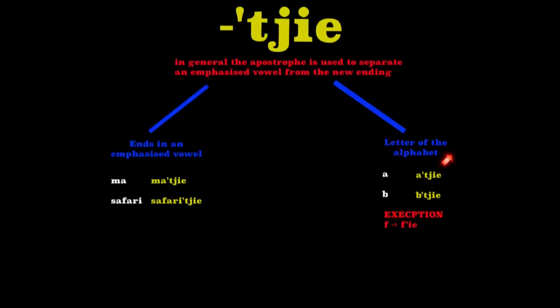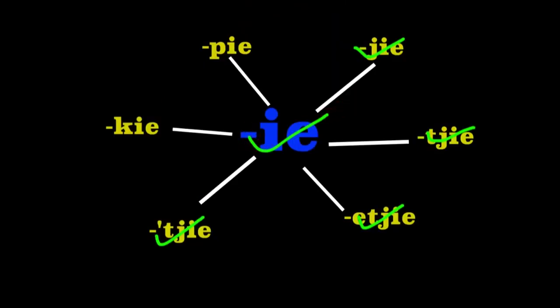Now technically, the letter of the alphabet, when we say it, ends in an emphasized vowel. So R, like beer, ends in sort of an ear sound, which is emphasized, which is why we're also going to add an apostrophe tjie to letters of the alphabet. There's only one exception to this rule, and that's for the letter F, which is F apostrophe IE. That means we've dealt with IE, etjie, jie, tjie, and apostrophe tjie. That's all of the jies dealt with. We're now left with P and Ki, and that's what we're going to deal with.